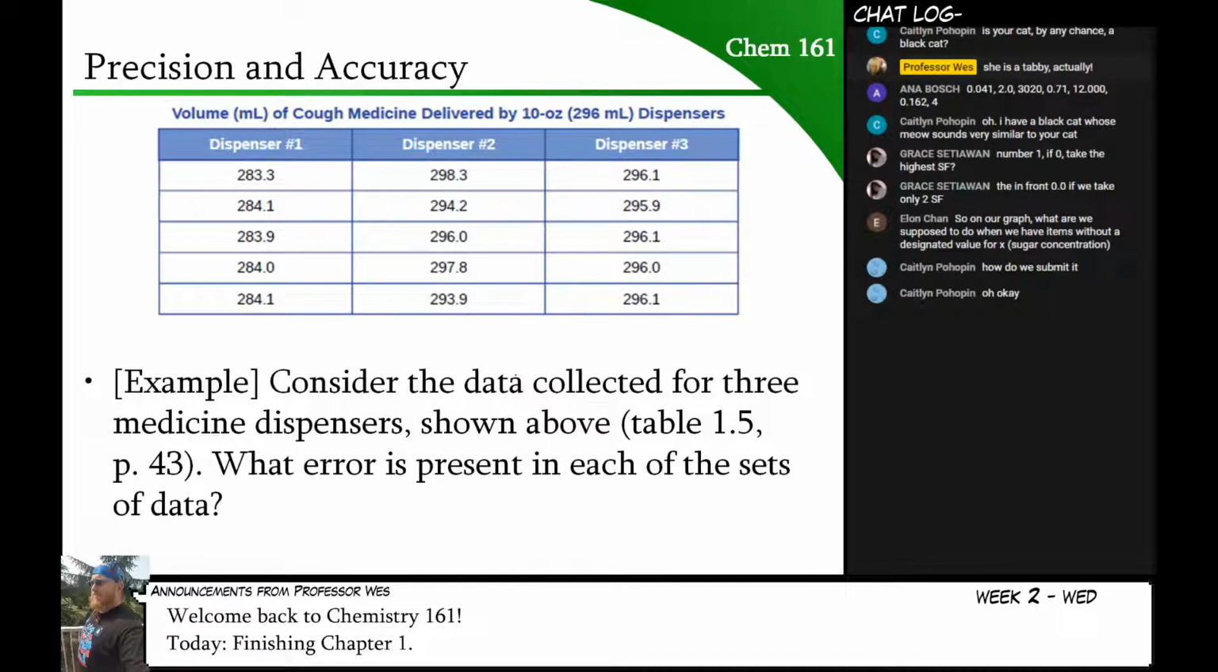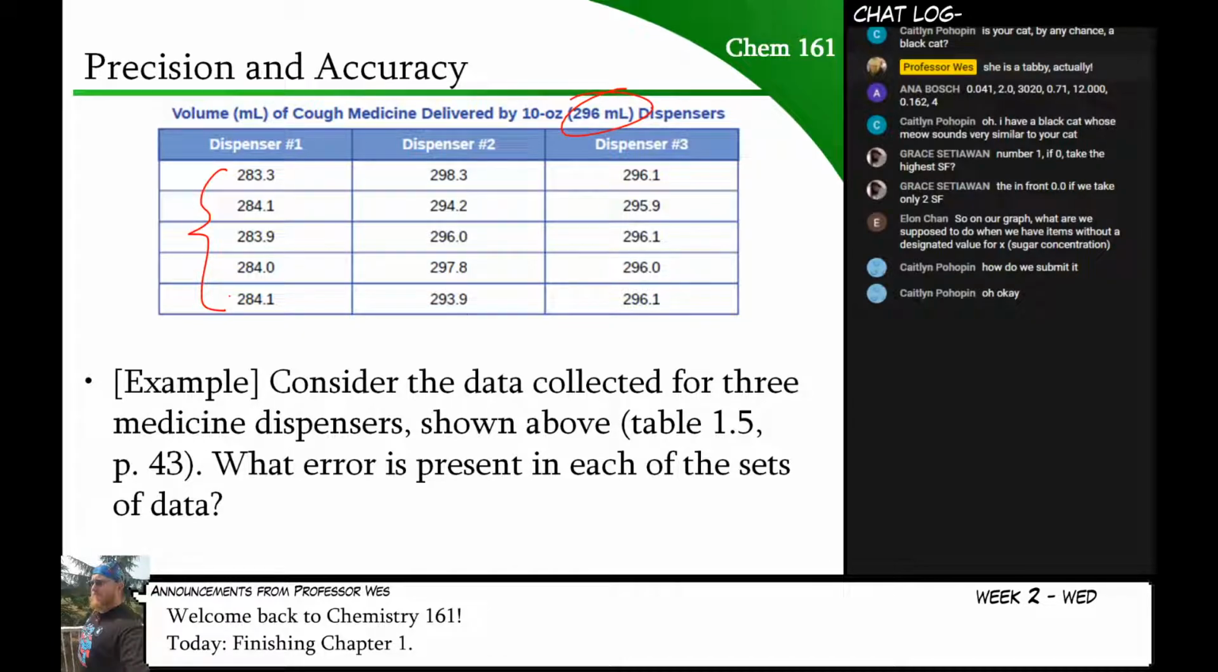The first thing we want to do is identify the nature of the errors based on what we are observing in their data. So if the target is 296, which I'm going to circle up here, and we look at this, we can make some conclusions. This is under-delivering by 10 to 13 milliliters every time. That's 5% off. That's significant.